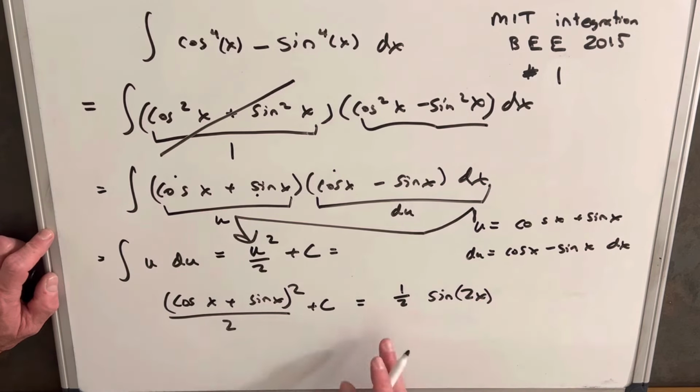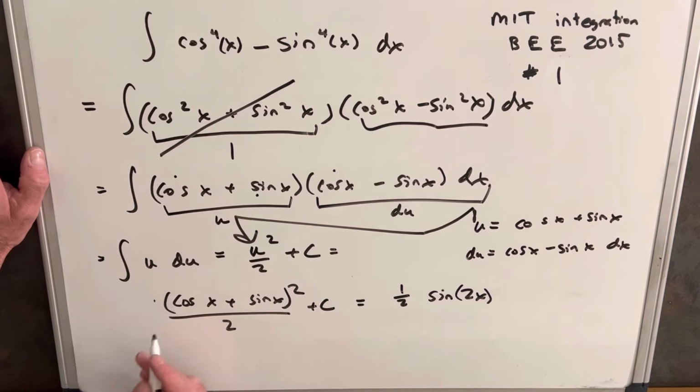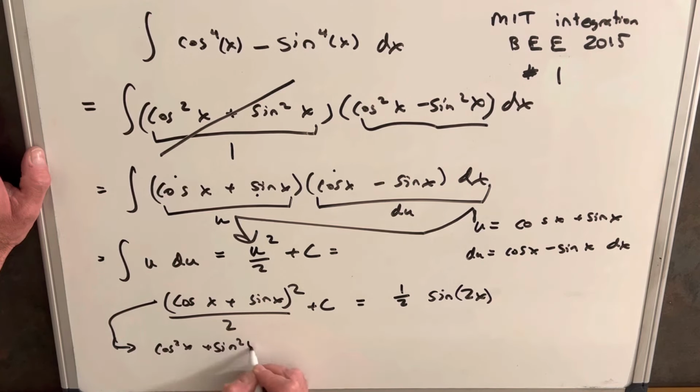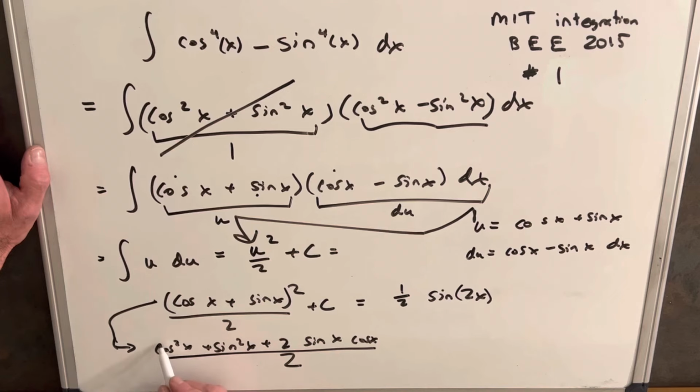Now we could leave this, but let's see if we can show that these are the same, because I like these problems where we end up with a different solution but want to show they are the same. So let's multiply this out, just squaring this here. We're going to have cosine squared x plus sine squared x. You can probably see where I'm going with this. Plus 2 times sine x cosine x, all over 2. But this piece right here is just 1.